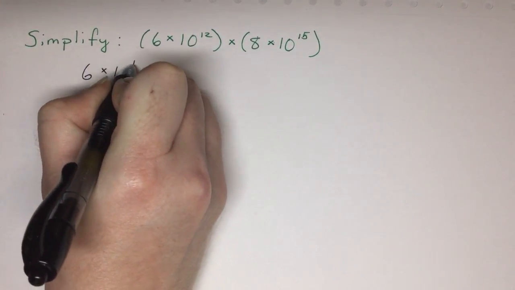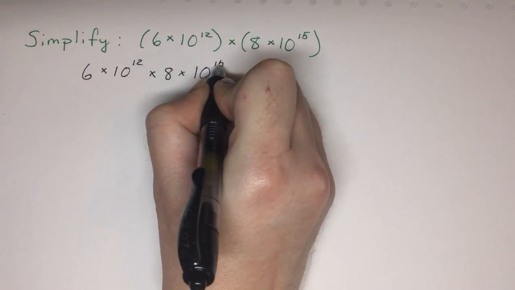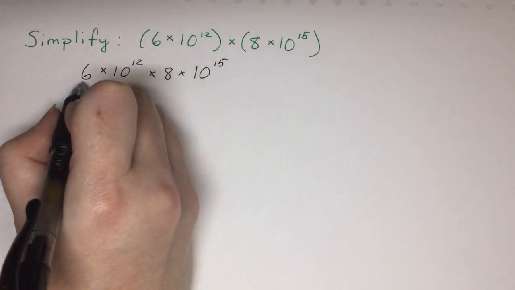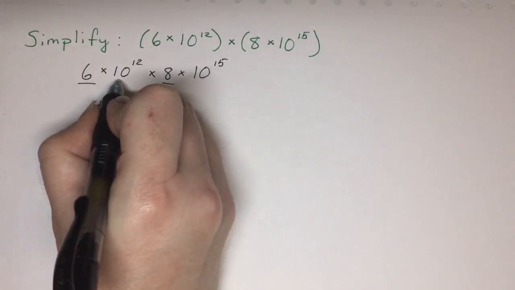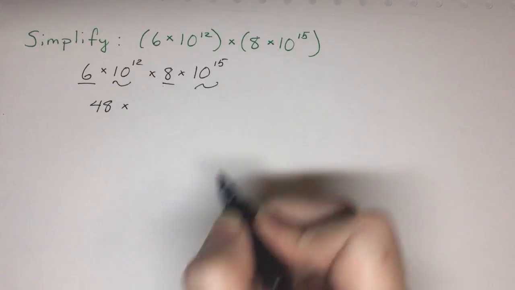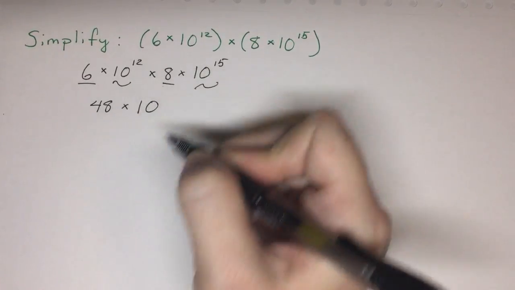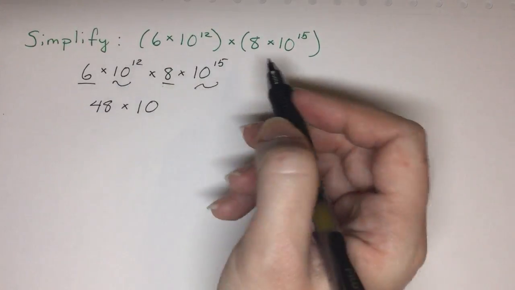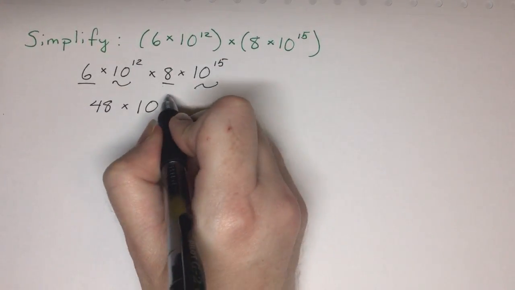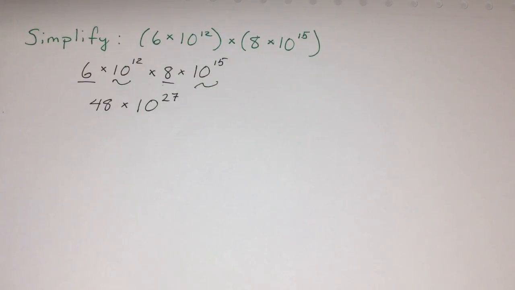6 times 10 to the 12th times 8 times 10 to the 15th. Well, 6 times 8 is 48. 10 to the 12th times 10 to the 15th. I've got the same base, so I can keep my base the same, and I'm multiplying, so I add my exponents. 12 plus 15, 27. So this is 48 times 10 to the 27th.